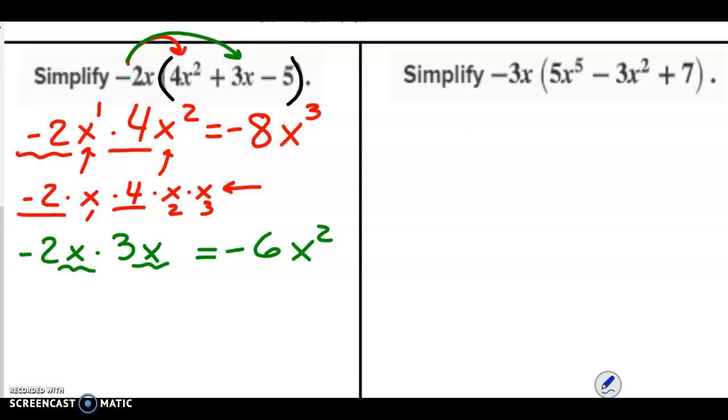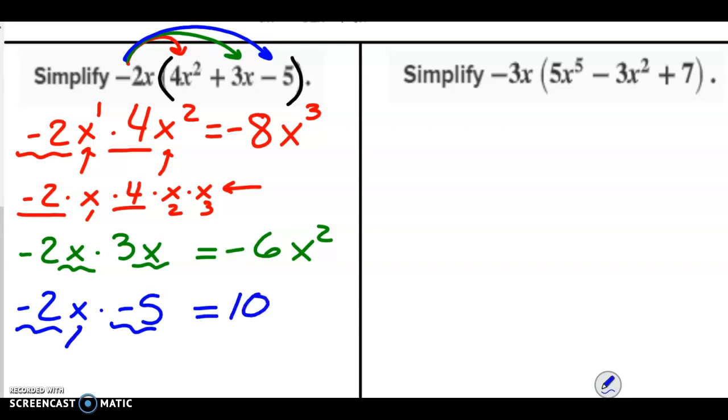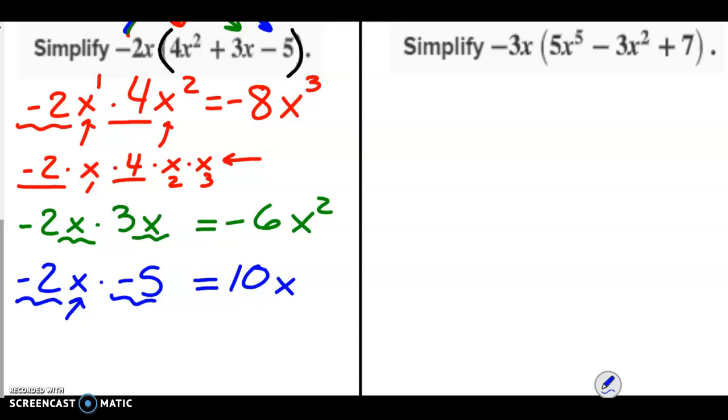So yes, there are different rules for adding and subtracting versus multiplying and dividing. Okay? And then that negative 2x times negative 5. There's no variable term with that negative 5, so we're just going to see a negative 2 times negative 5, which will equal positive 10. And then that x is coming along for the ride. It's just going to stay there. It's a part of what we're multiplying. It's not going to change because there's only one x involved. And then you go ahead and present this in standard form. So I've got my negative 8x cubed.